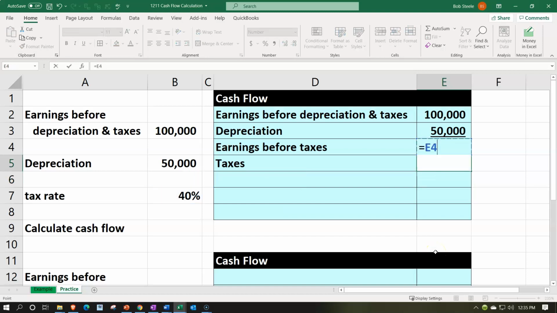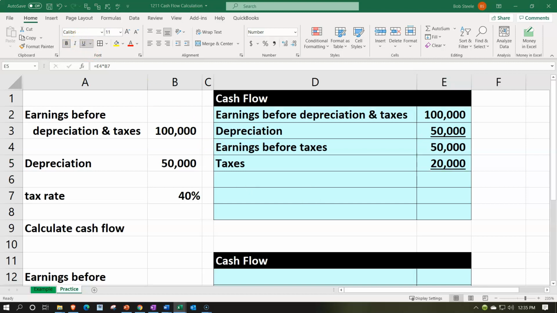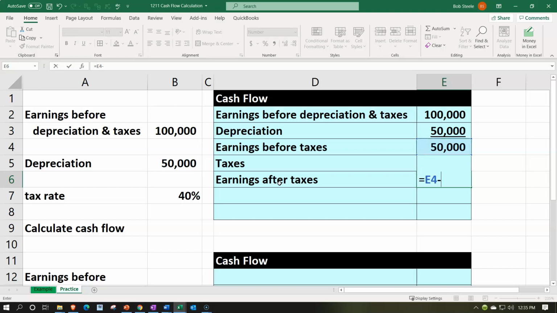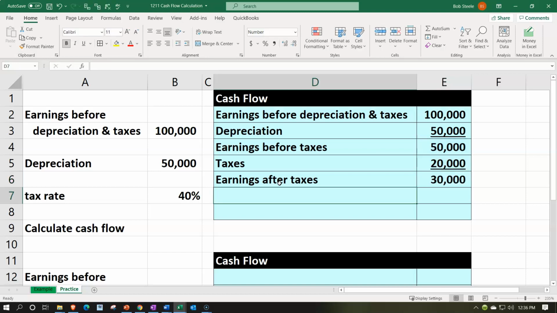This is going to be the 50,000 times the 40%. Then underline it. We're going to go to the font group and underline it. And that's going to give us our earnings after taxes. So the earnings after the taxes are going to be equal to the 50,000 minus the 20,000, giving us the 30,000 remaining.